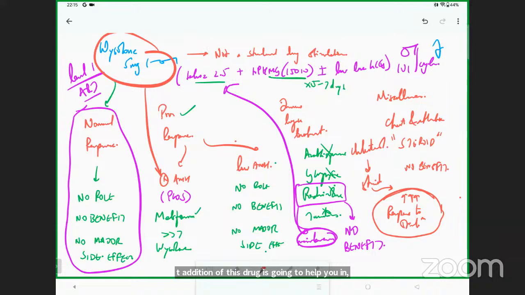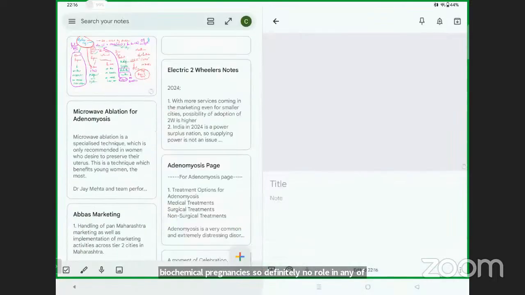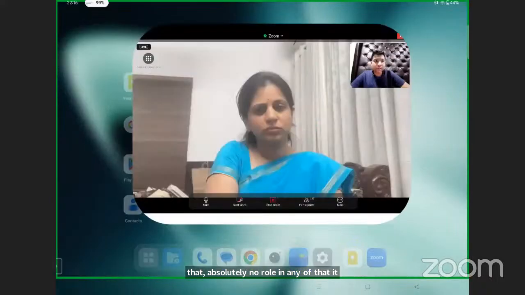Simultaneously, a lot of people think that addition of prednisolone is going to reduce your luteal phase defects, and if it reduces luteal phase defects, it is going to reduce your first trimester abortions and your biochemical pregnancies. So definitely no role in any of that. Absolutely no role in any of that. It has absolutely nothing to do as far as implantation is concerned.